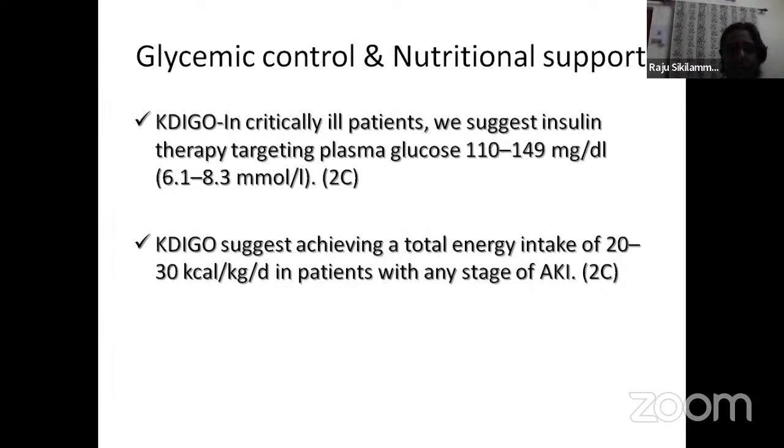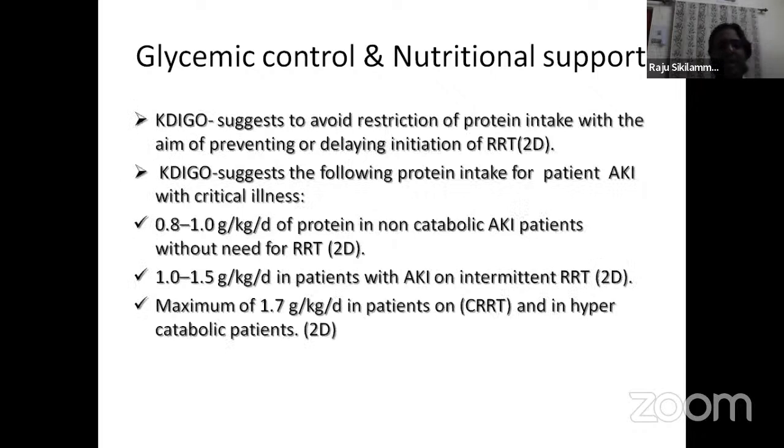Then the next management is glycemic control and nutritional support. As per KDIGO, in critically ill patients, they suggest nutrition therapy to target a plasma glucose level of 110 to 149 milligram per deciliter. KDIGO suggests achieving a total energy intake of 20 to 30 kilocalories per kg per day in patients with any stage of AKI. As per KDIGO, do not restrict protein intake with the aim of preventing or delaying the initiation of RRT.